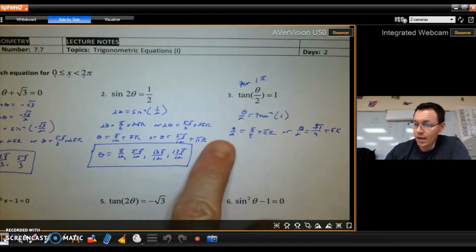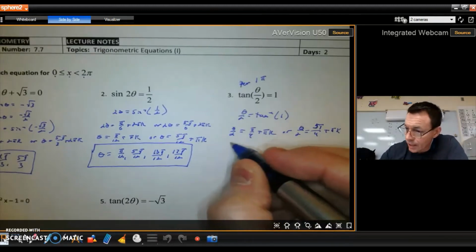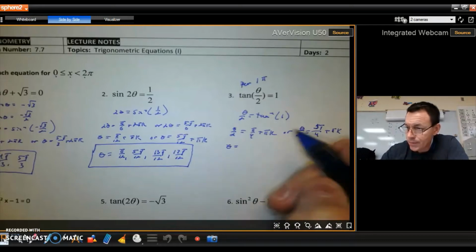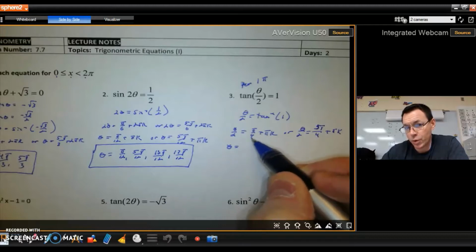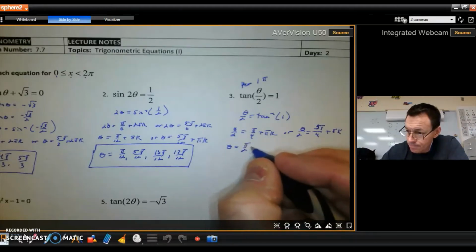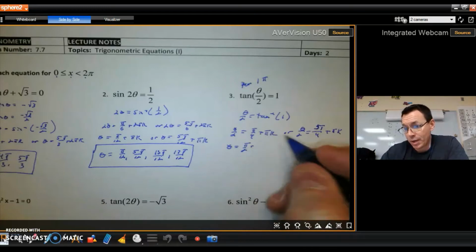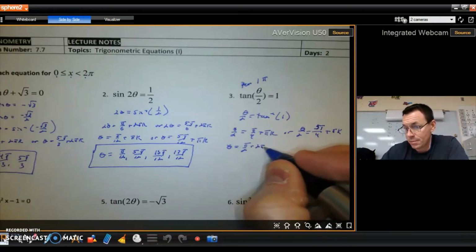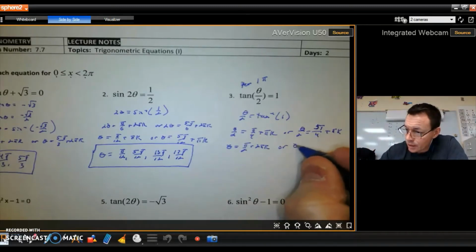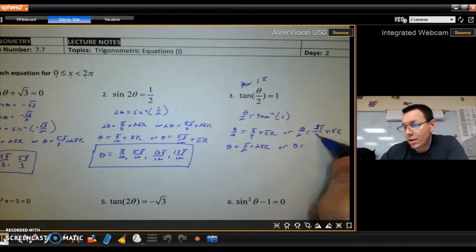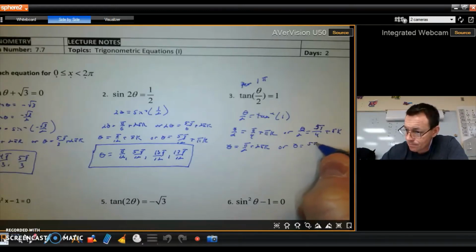But we're not done. We now have to multiply everything by 2. All right, so everything gets multiplied by 2. So this is now theta. Multiplying pi over 4 by 2 would give me pi over 2, because the 2 and the 4 would reduce. So I get pi over 2. But I also have to multiply the pi by 2, which is going to give me 2 pi. Okay, so let's see what that does here in a second. Over here, 5 fourths times 2. Well, if you just multiply by 2, you get 10 fourths, but that would reduce to 5 halves. And then plus 2 pi k.